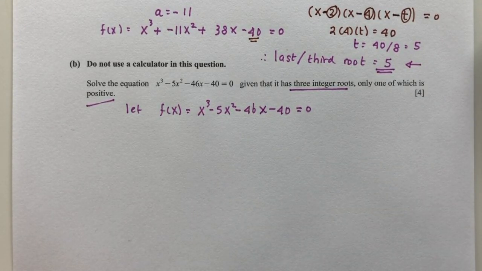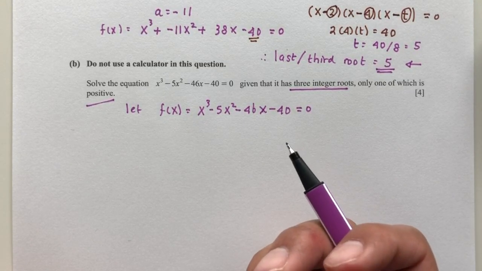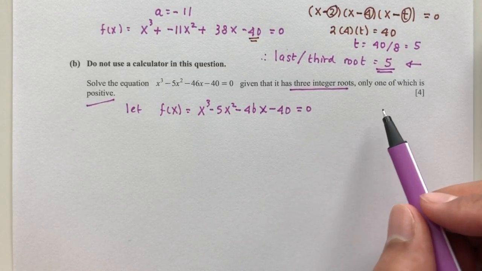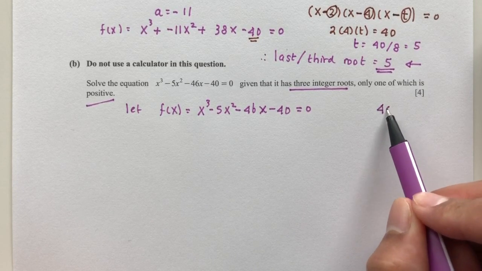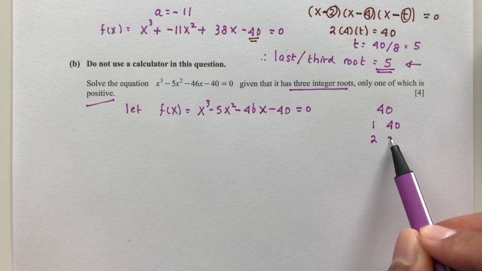So to find the roots, we can do this by trial. So we can try which one will be a root. So how can we find the factors? We can first find the factors of 40. You know, 1 times 40 is 40, 2 times 20 is 40.